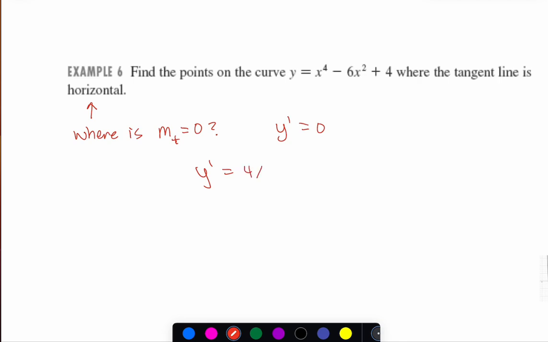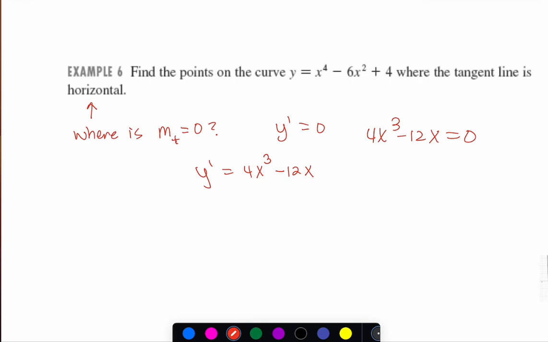4 drops down in front, power goes down by 1. There's already a -6 there. When I multiply it by 2, I get a -12. Power goes down by 1. The derivative of a constant is 0, so the 4 isn't a factor. So we're really looking, where does 4x cubed minus 12x equal 0? That goes back to algebra class. Where does 4x cubed minus 12x equal 0?